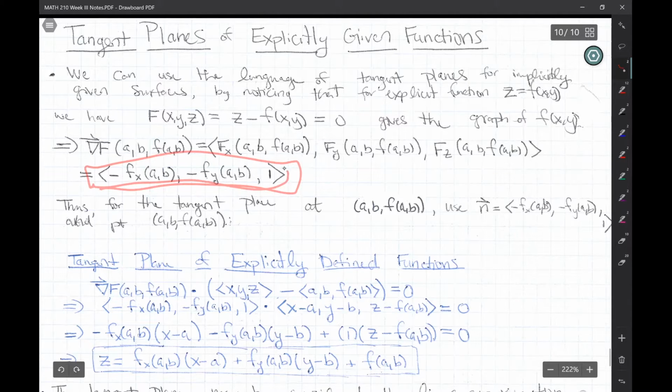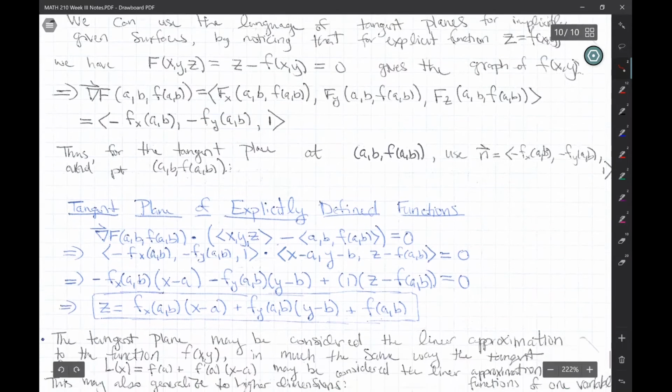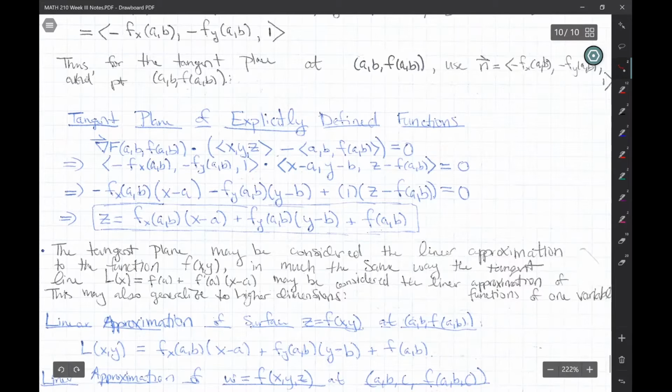So what's important about the gradient of the function of 3 variables? Well, it's going to give you a normal vector to the level surface, for the implicitly given surface. So we have our normal vector, and our point is going to be the point (a, b), and the z is going to be f(a, b). And just like that, you are now given a way to get the tangent plane for an explicitly defined function.